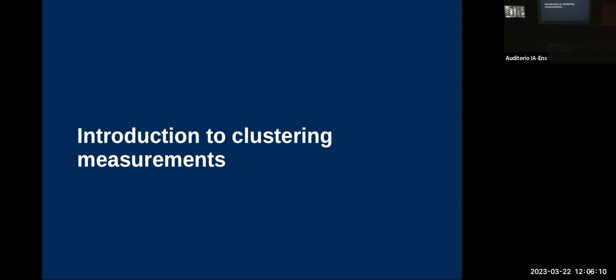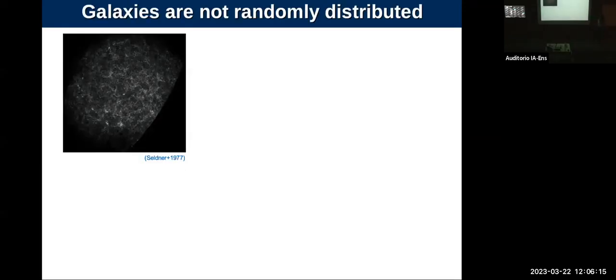So let me first just go to the introduction to clustering measurements. So what is clustering? It was already in the 70s when people started to look at the sky with photometric plates in the first place. And they already saw from those first observations that galaxies do not seem to be randomly distributed. In fact, there are some regions of the sky where you see many galaxies, while in some other regions of the sky, you barely see any galaxy. So already in the 70s, people started to wonder whether galaxies are tracing some kind of structure of the universe.